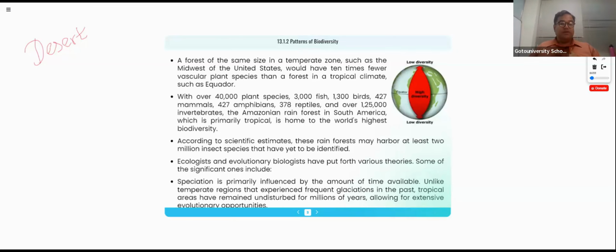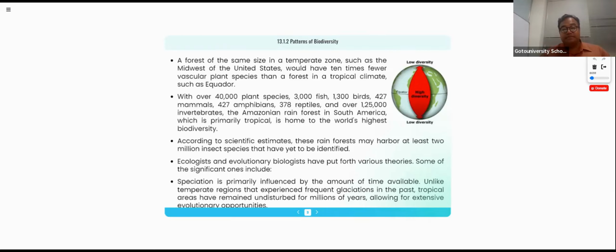Now, the next basic message is, in speciation, unlike the temperate region that experienced frequent glaciation, the tropical area has been undisturbed for millions of years. That is the reason why many species originated in the tropics, unlike the temperate area, right? So, if any one of you is having any doubt in this zone, please let me know. No one has a doubt. I saw the Q&A section, so now I'm entering into the next important narration.